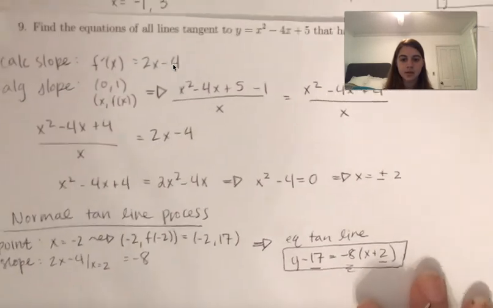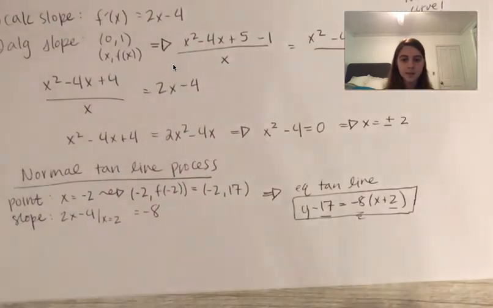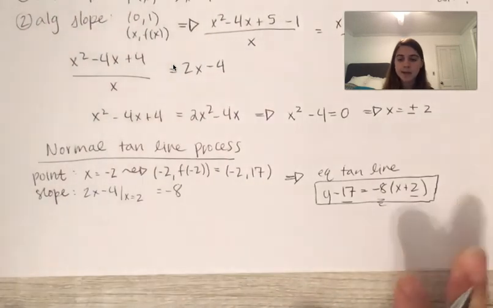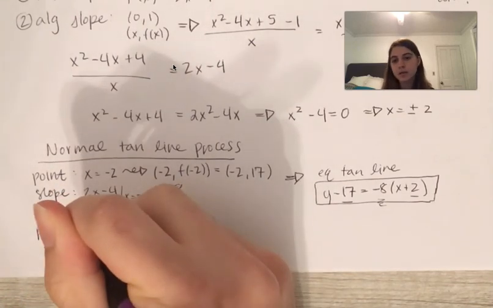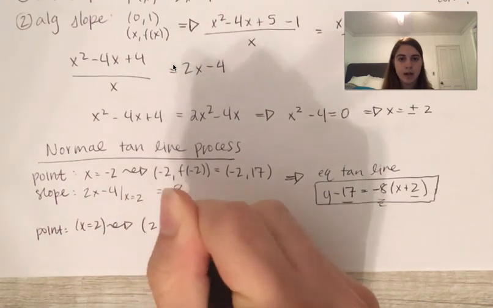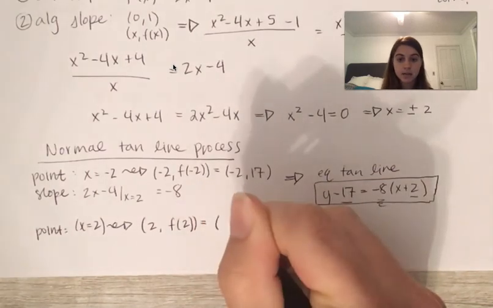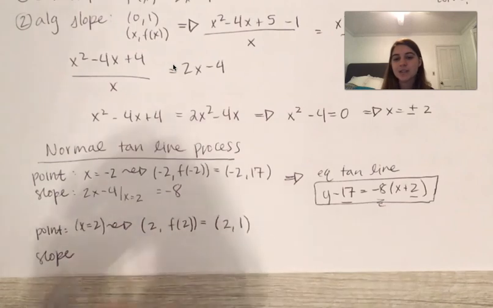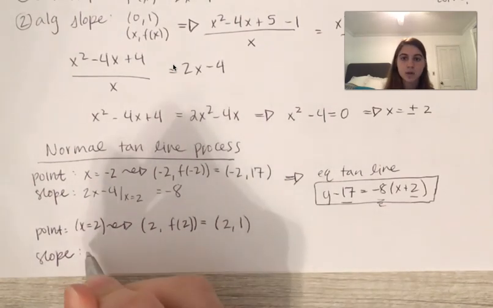And it's our final part of the problem. Bottom of the page. And now we're going to do the same thing, but with point x equals 2. So 2 comma f of 2. If you plug 2 into that, you get 4 minus 8 plus 5. It's 1. And slope is going to be, you're going to plug a positive 2 into the 2x minus 4, so we'll get 0.